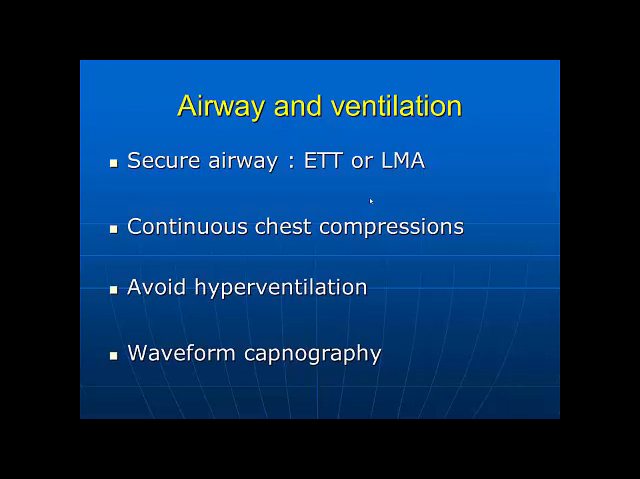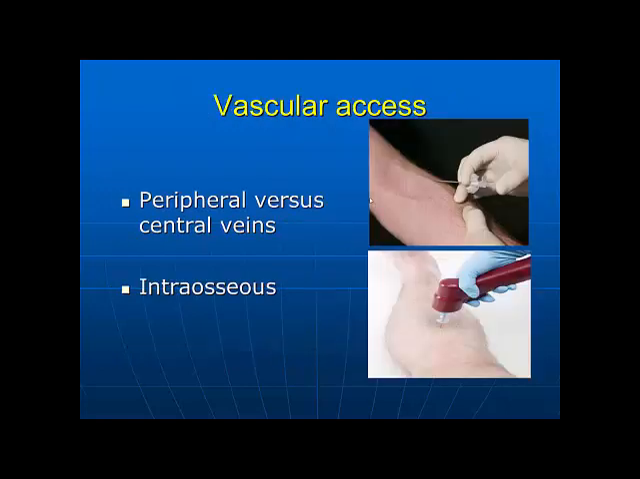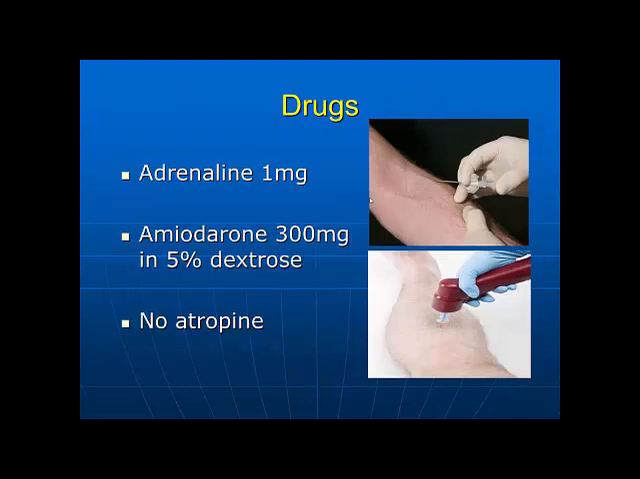So we've already mentioned this. If you have a secure airway, you can do continuous chest compressions and asynchronous bagging of the patient at 8 to 10 per minute. Things to remember: avoid hyperventilation, that has been shown to be bad for outcomes, and attach waveform capnography. Okay, we've already talked about this.